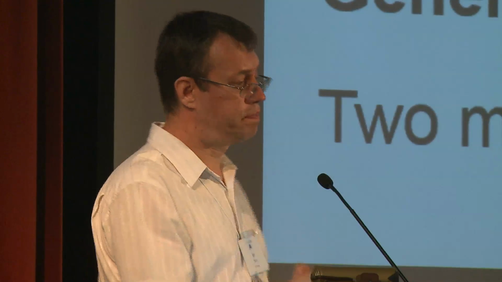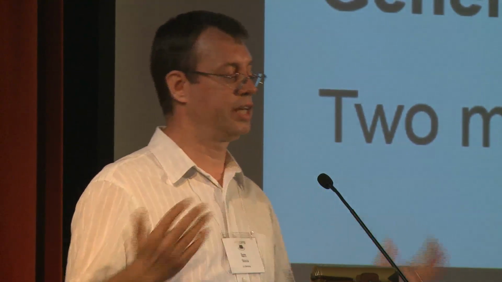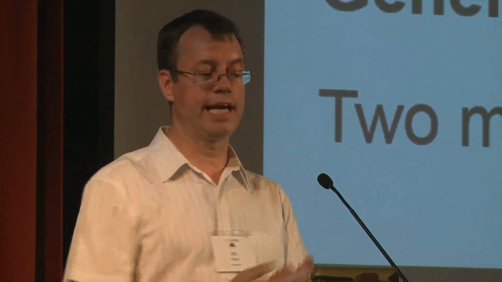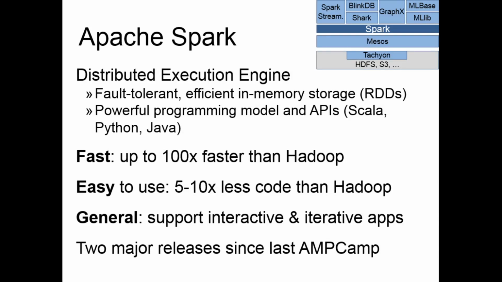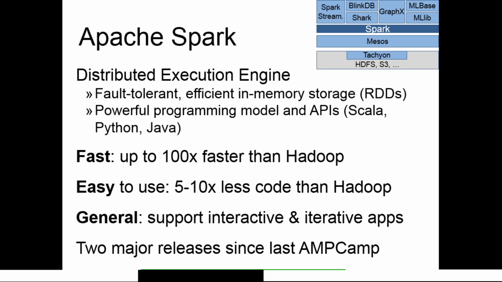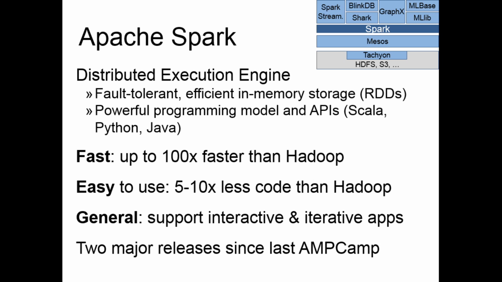Spark is our distributed execution engine. In the Hadoop world, you have Hadoop MapReduce as the execution engine. In BDAS, you have Spark. Spark has fault-tolerant, efficient in-memory storage. This is one thing it provides, and it proved to be very powerful. We call that abstraction resilient distributed datasets, and you'll hear more after the break, after this session. It also provides a very powerful programming model and APIs. You can program in Scala, Python, and Java.